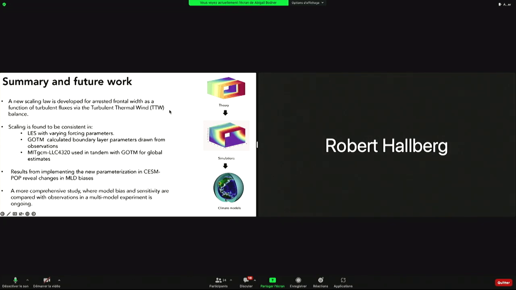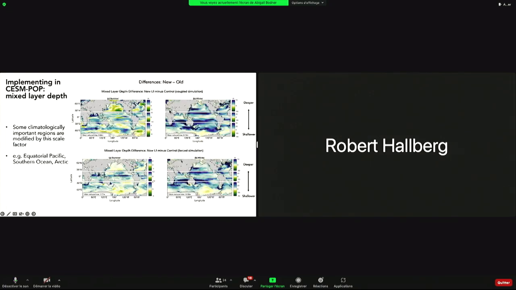I was wondering whether you've looked at some of the net surface heat fluxes and the variability in the net surface heat fluxes, particularly in the eastern equatorial Pacific, and whether this new parameterization changes those at all. In coupled models, of course.